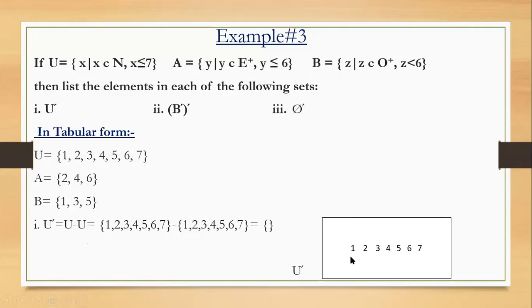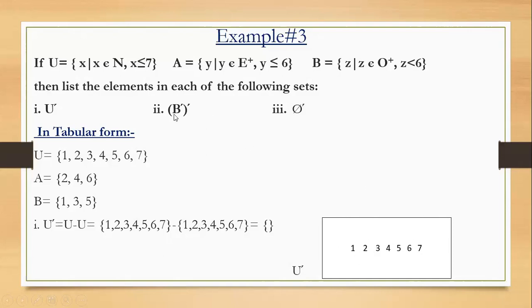For the universal set, we have to draw a rectangle. Is there any other set? No. U minus U, that means only U is given, right? That means you have to draw only the rectangle, write down all the elements of the universal set, and write U dash there. Now, shading depends upon the answer. Here nothing is the answer, the answer is the null set. That means you have to shade nothing.